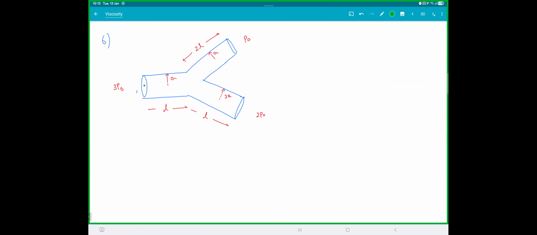Let this point be A, let this point be D, this point be C, and this point be B. So A, B, C, D are 4 points there. And the pressures are 3p naught, 2p naught, and p naught. Find the pressure at D, the interface. And find out how much liquid is flowing through each cross section, each pipe.